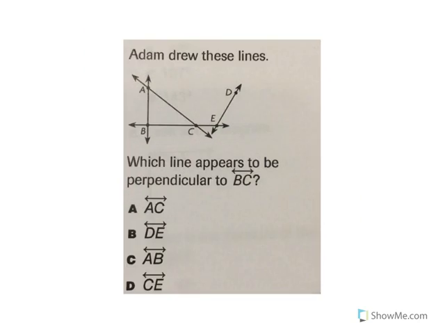Therefore, it has to be a line. Now we're looking at a more complicated figure. Adam drew these lines. Which line appears to be perpendicular to line BC?